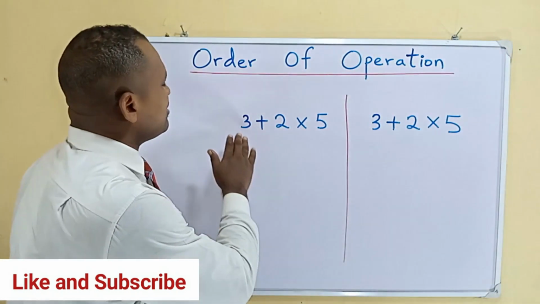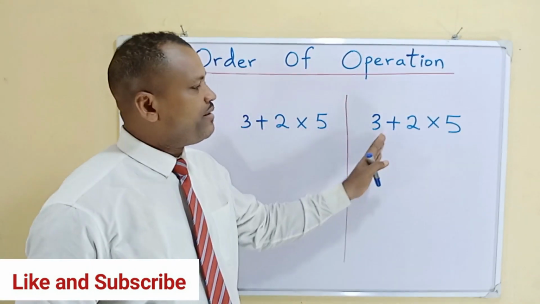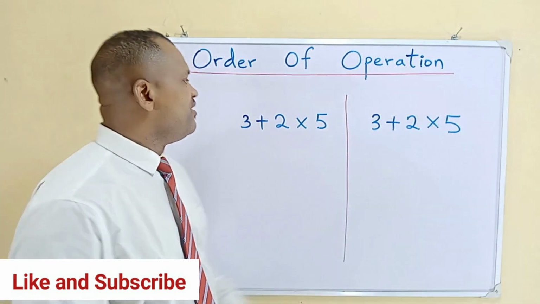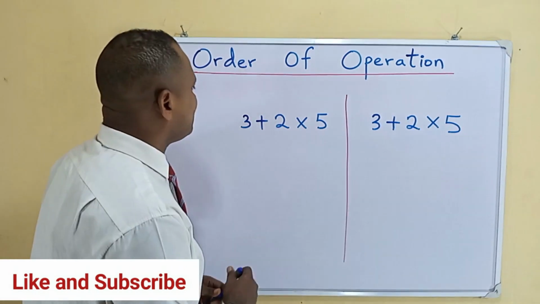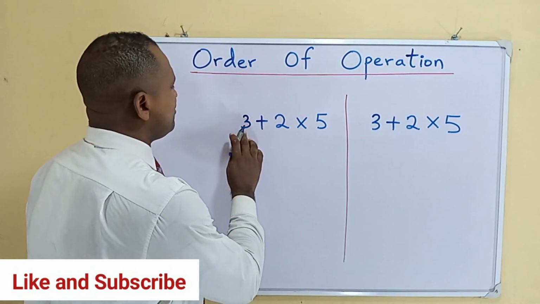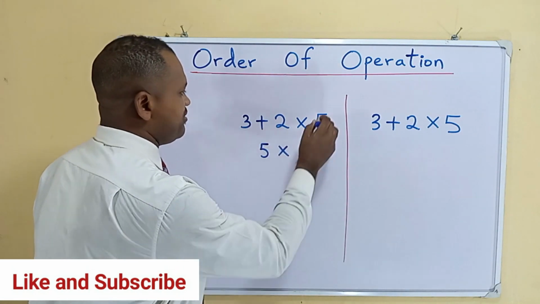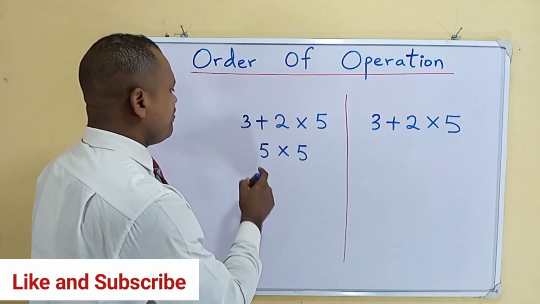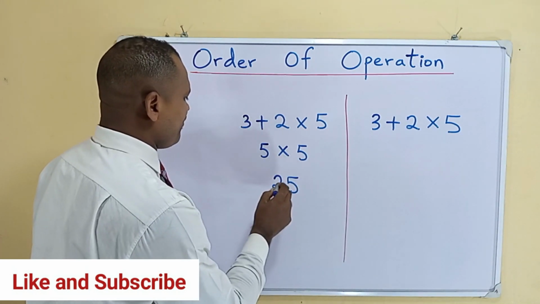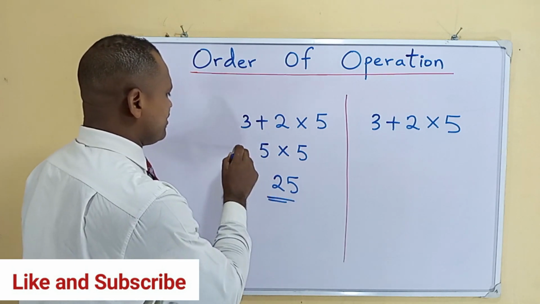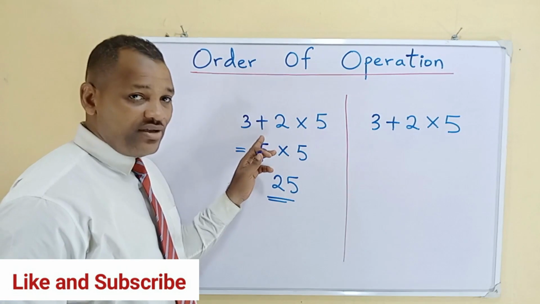Look at this one. This is 3 plus 2 times 5. 3 plus 2 times 5. If I choose to add first before multiplying, I will get 3 plus 2 is 5. Then this 5 comes down. 5 times 5 is 25. So this is the answer if I choose to add first.